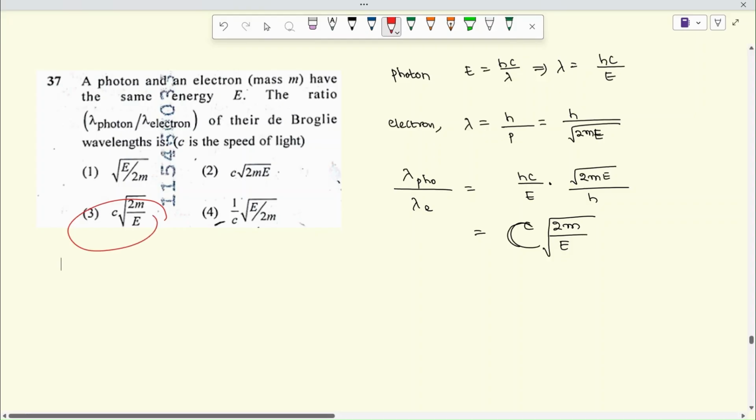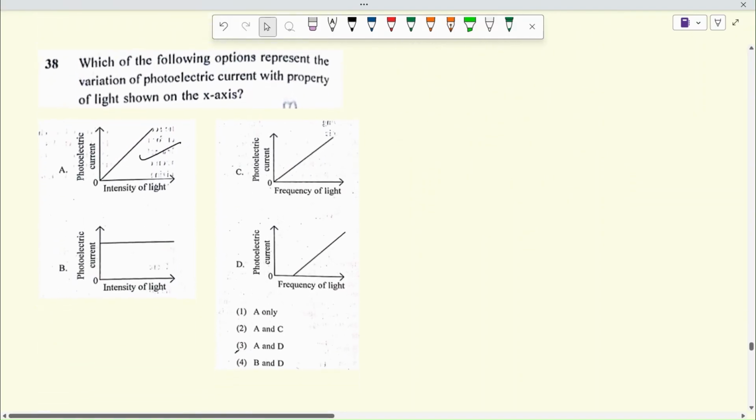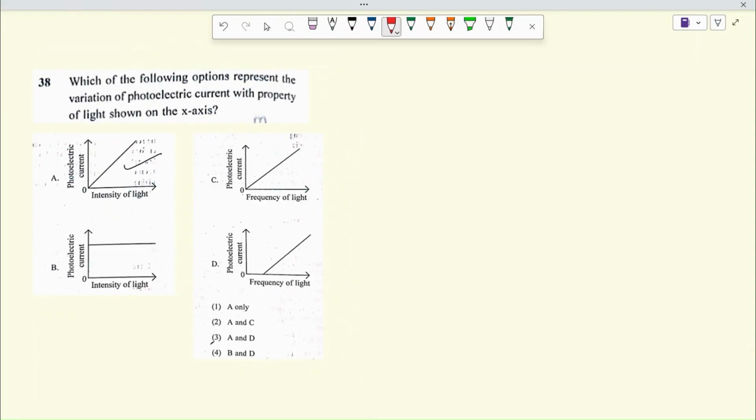Next question. 38. This is a direct question. Lenard and Hallwachs observations. You know the photocurrent is proportional to intensity of light. So directly you can go with the first option. And it is independent of frequency, you know.